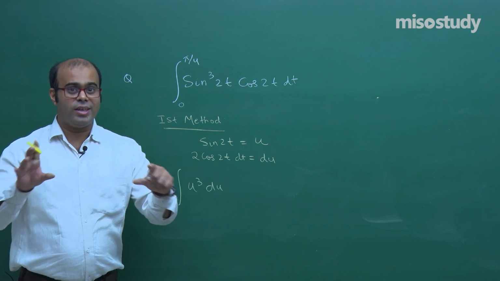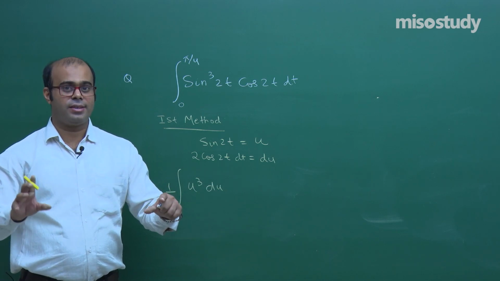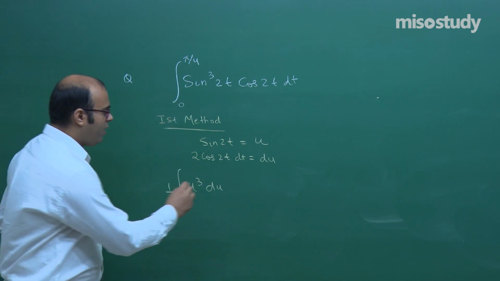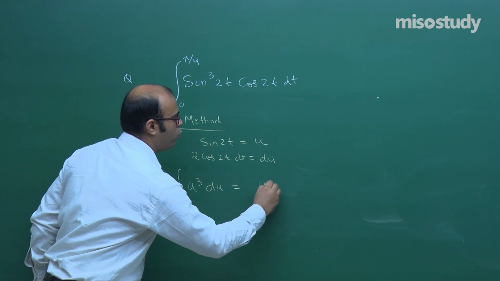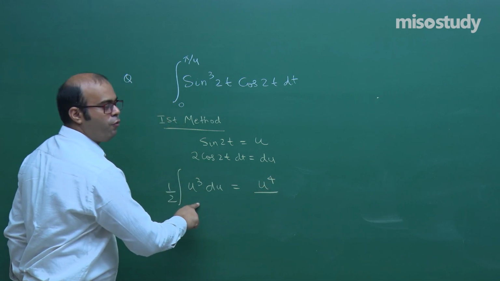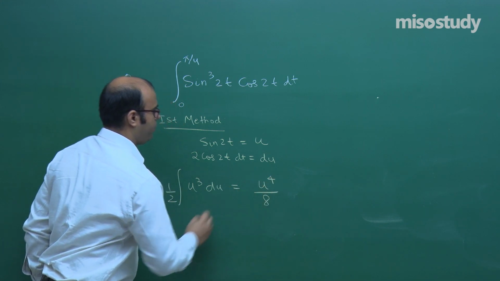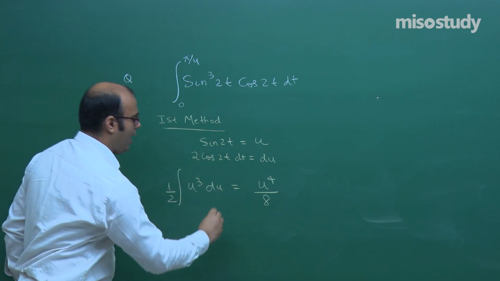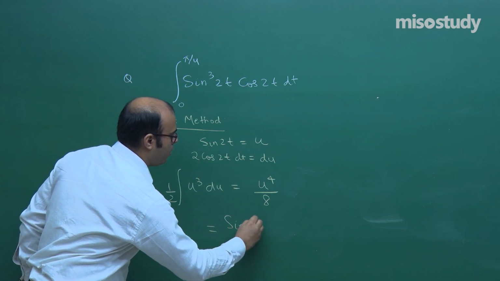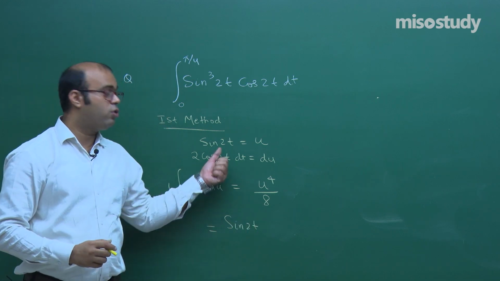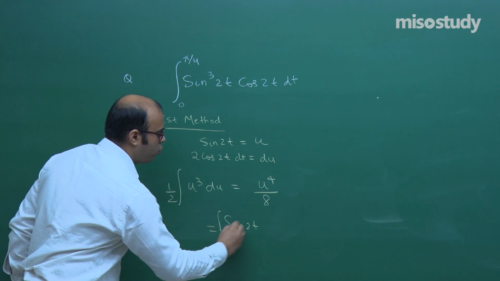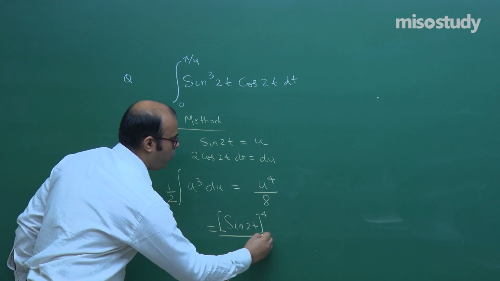Now what will happen to the limits? There are two ways, that is what I was saying, there are two methods. So first let us not change the limit. After integrating this, you will get u⁴/4, and 4 into 2 will be 8. And then further you will back substitute u as sin 2t. As you have substituted sin 2t as u, you will have to back substitute. So sin⁴(2t)/8.